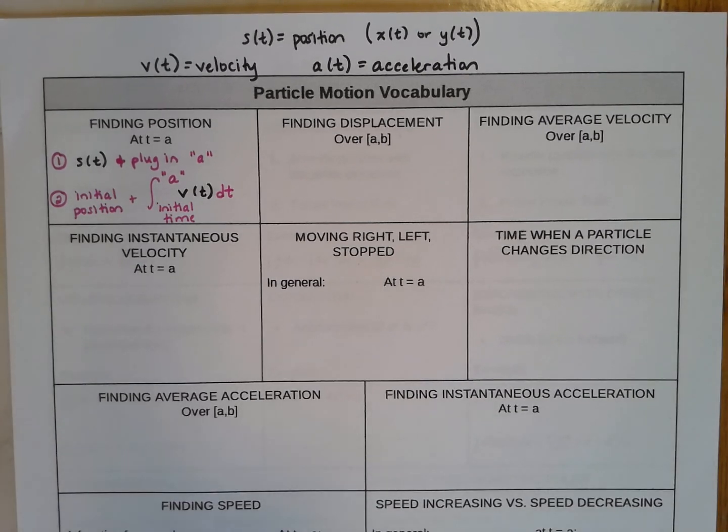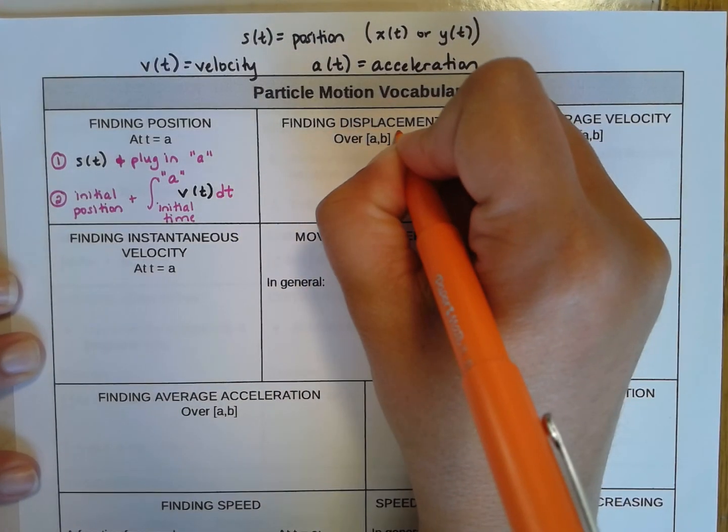Now, here's why I'm showing you this. It depends on what you have. You might find your position just using a position function, or you might have to find your position by doing an integral, the initial plus the integral of velocity, because we don't know what information we're going to be given. If we don't have a position function, we can't find it that way. So I do want you to know that you do have options here. Now, for finding displacement, I want to review with you that displacement is just the change in position.